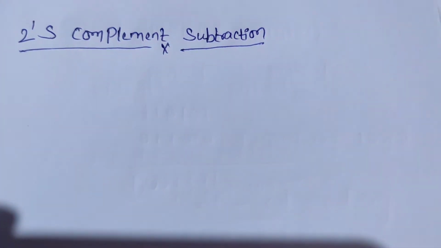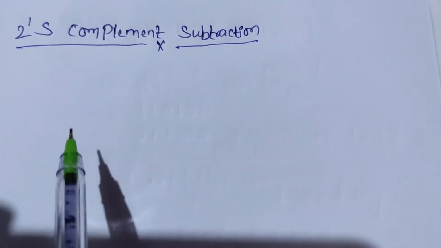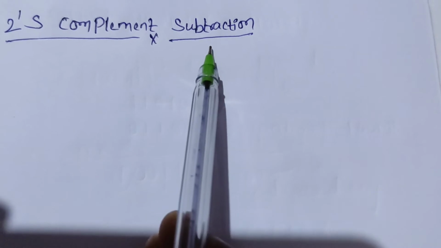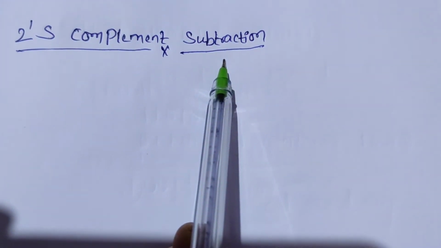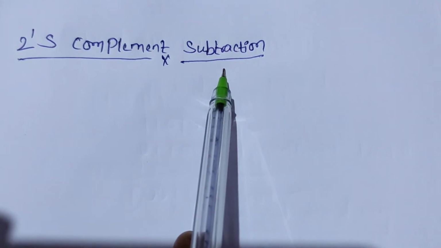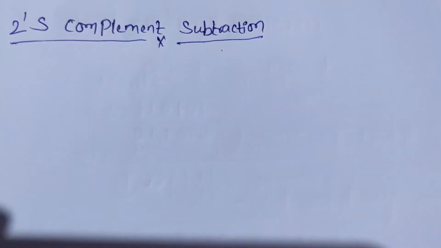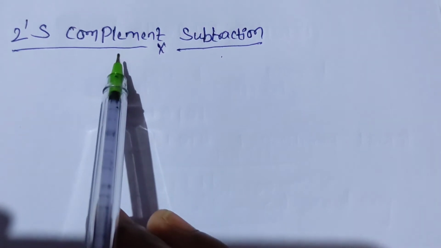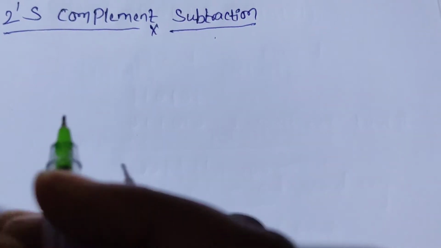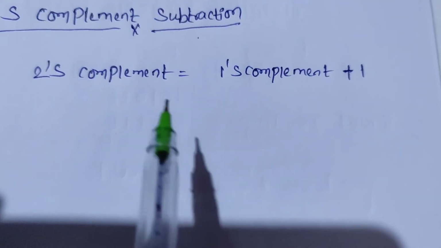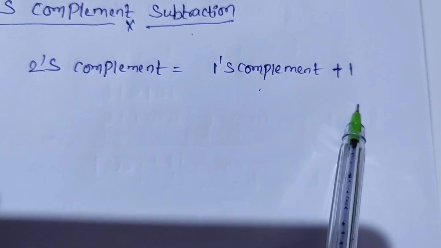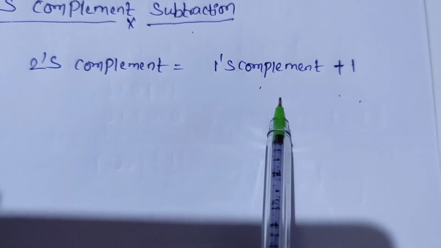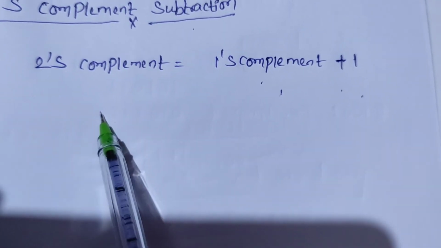2's complement subtraction. Today we are going to see 2's complement subtraction, like 1's complement subtraction. 2's complement subtraction is accomplished by only addition. Before going to see this, we will have a small review on what 2's complement is. 2's complement is equal to 1's complement plus 1. Simply adding 1 to the 1's complement, we get 2's complement.